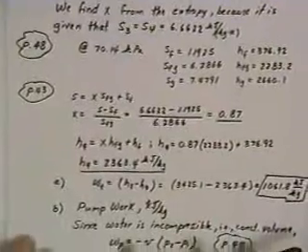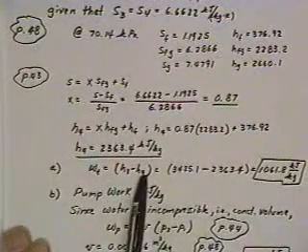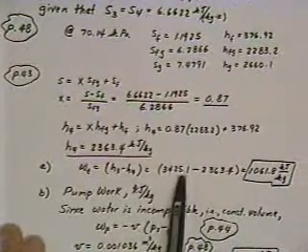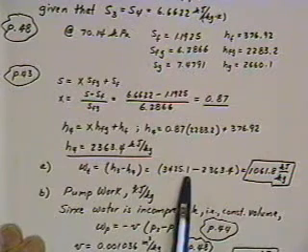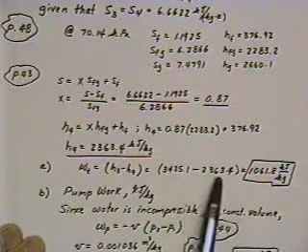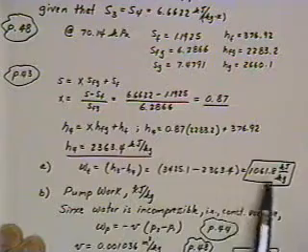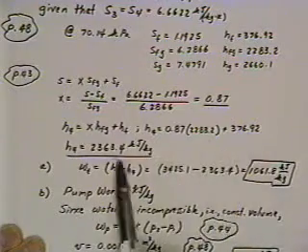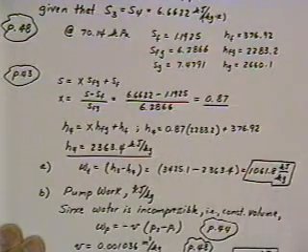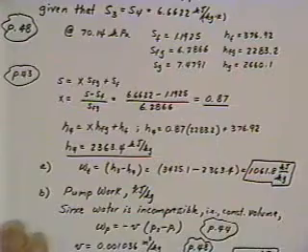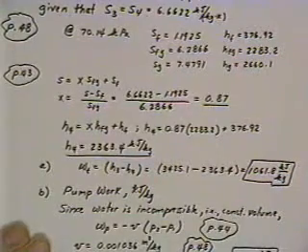And so plugging that in, work of the turbine, H3 minus H4, that's 3425.1, which was the enthalpy at point 3, minus 2363.4 that we just calculated. And that gives us the turbine work as 1,061.8 kilojoules per kilogram.